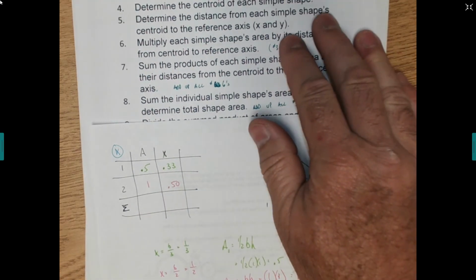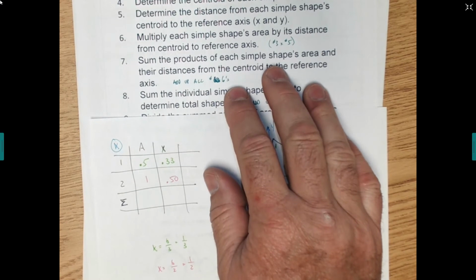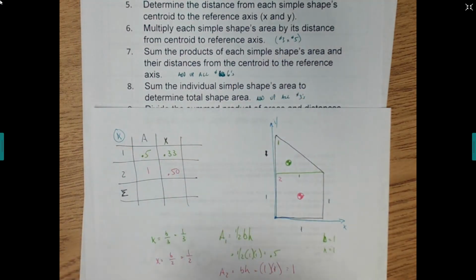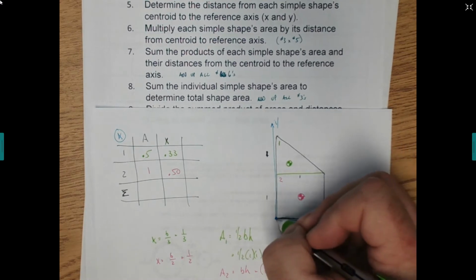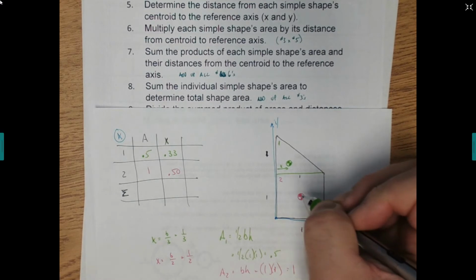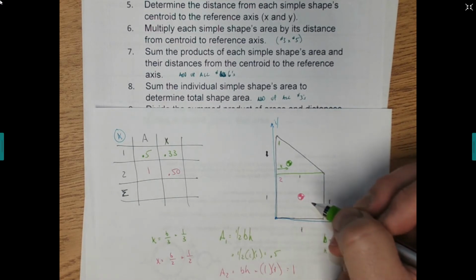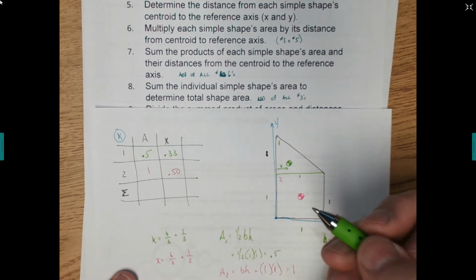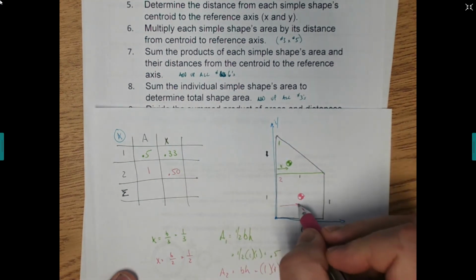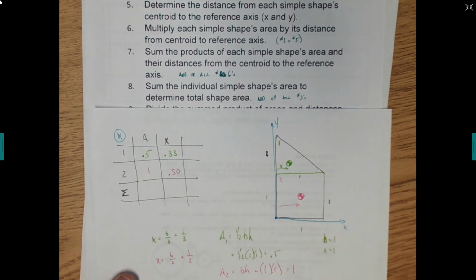Now step 5 says determine the distance from each simple shape centroid to the reference axis. So we're going to do x and y. Right now we're just doing the x. We'll come back and do y in a minute. So in the x direction, how far is it from here over to there? That's what we did here. So we determined that. I kind of skipped that step because we were starting at x both times. So those are the numbers that we put in right here.